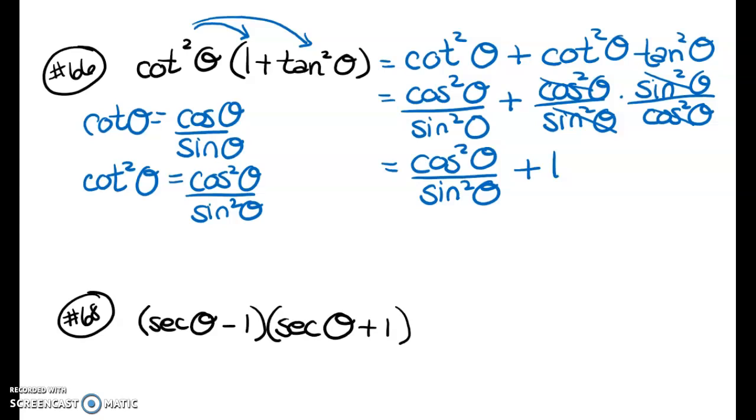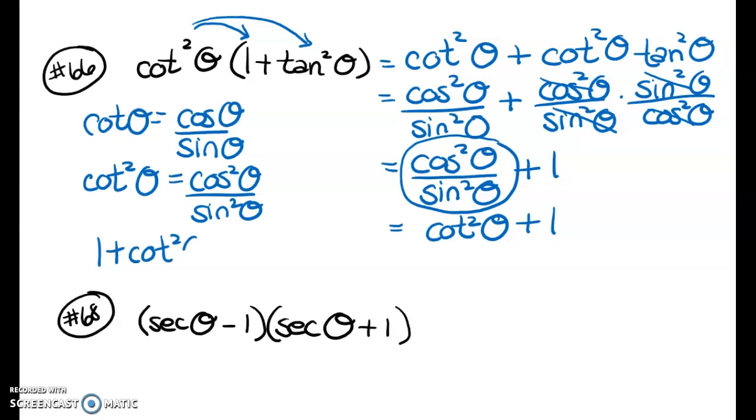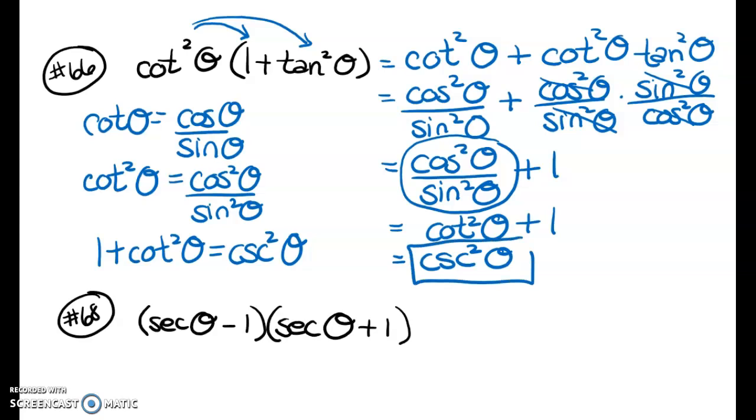Not allowed to have quotients in my answers, so I'm going to just convert this back to cotangent squared theta plus 1. And if I really go back into my trigonometric identities, I know I have that identity 1 plus cotangent squared of theta equals cosecant squared theta. I know that cotangent squared theta plus 1 equals cosecant squared theta. So this expression up here ultimately equals cosecant squared of theta.